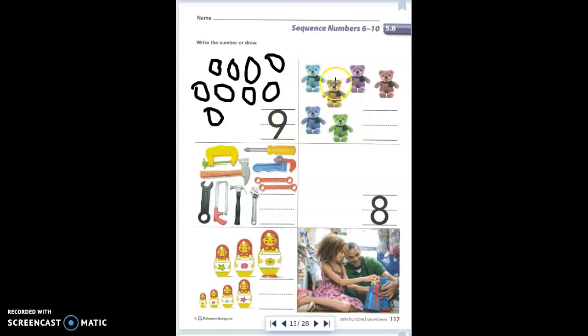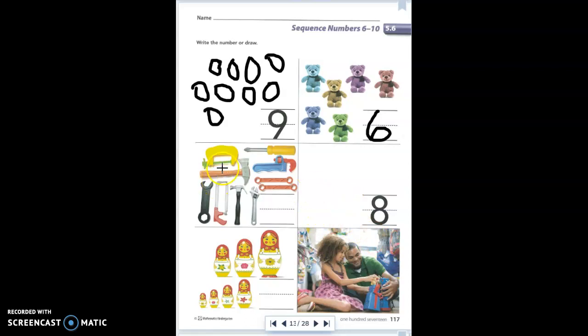Here they've given us teddy bears. I need to count the teddy bears and write the correct number on the line. 1, 2, 3, 4, 5, 6. There are 6 teddy bears, so I need to write the number 6.